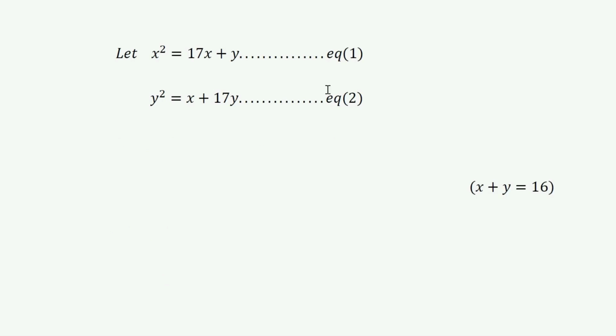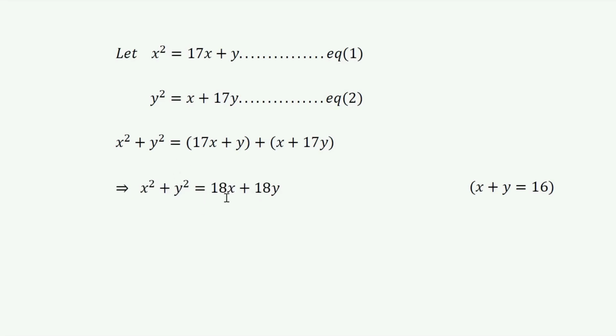Now come back to the equations and add both equation 1 and equation 2. Then we get x squared plus y squared equals 17x plus y plus x plus 17y. That is x squared plus y squared equals 18x plus 18y, which equals 18 times (x plus y). We know x plus y is 16, so we can write x squared plus y squared equals 18 times 16. That is x squared plus y squared equals 288.